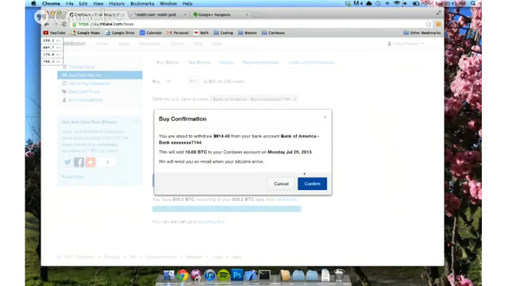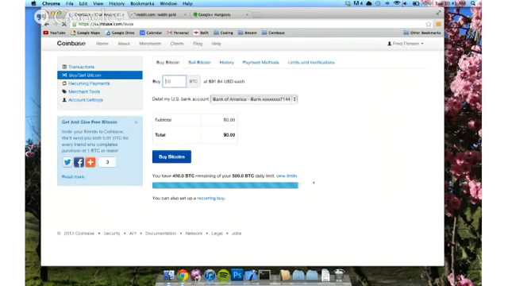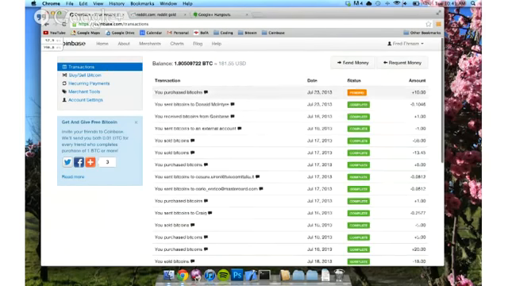And since I have a fully verified account on Coinbase, it will be a relatively instant transfer, which is an exciting new feature we rolled out just last week. So you can see that I've successfully completed my purchase, and if I go back to my transactions page, you'll see that I have a purchase pending for 10 Bitcoin, which should confirm relatively quickly here.